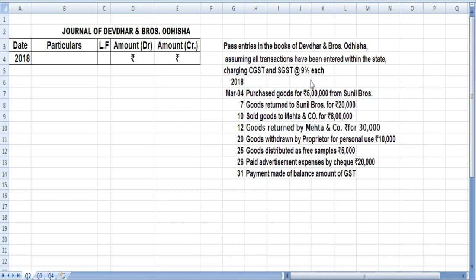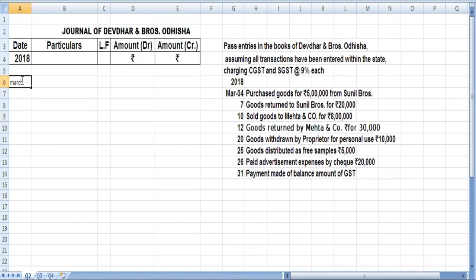And the third one we have is integrated GST, which applies outside the state, interstate, like a dealer of Uttar Pradesh dealing with a dealer of Rajasthan or Gujarat, or import and export of goods outside our country, India. Now here is the question given. The year is 2018. Transaction dates are March 4, 7, 10 and onwards. The format is the same as the journal we have learned: journal of Devdhar and Brothers Odisha, date, particulars, LF, amount debit, amount credit. Okay, so let us begin.